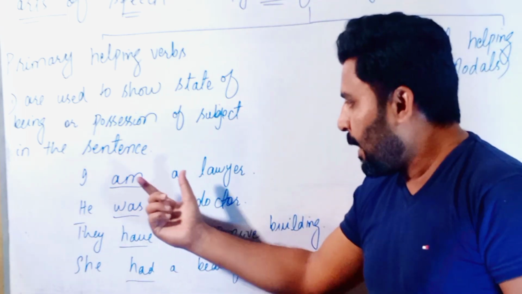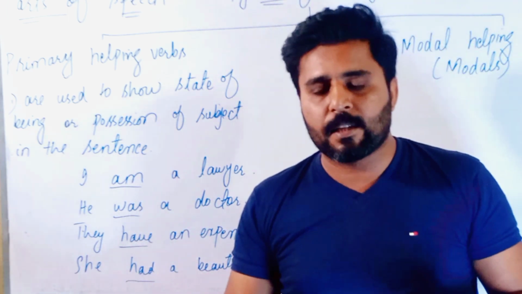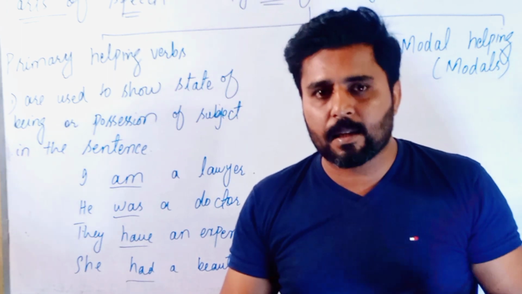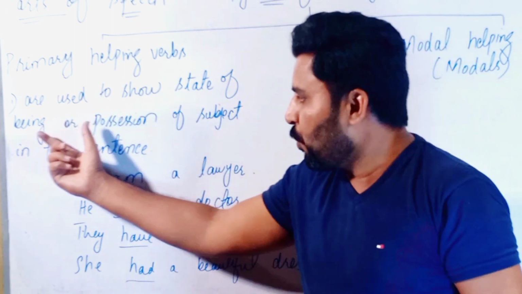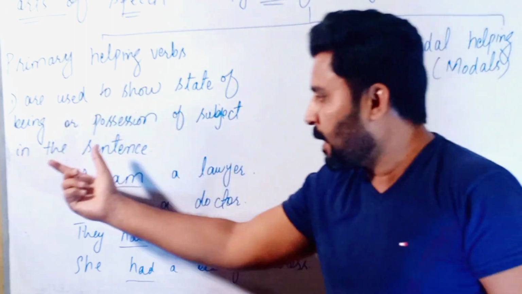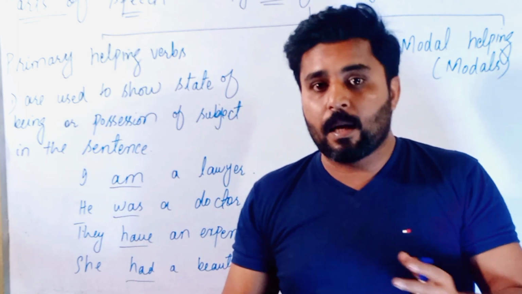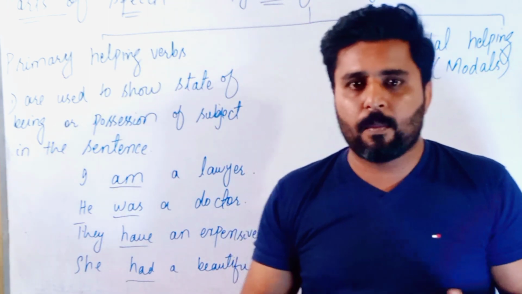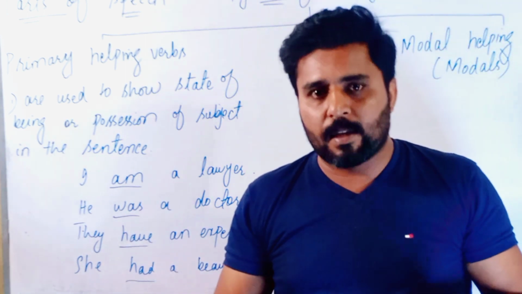Now you can notice that in all these four sentences there is no action present. हमने किसी एक्शन का जिक्र नहीं किया. We have just discussed about state of being or possession of the subject in the sentences. These are very simple sentences and they come with just use of is, am, are, was, were, has, have, and had in the basic portion of all the tenses.